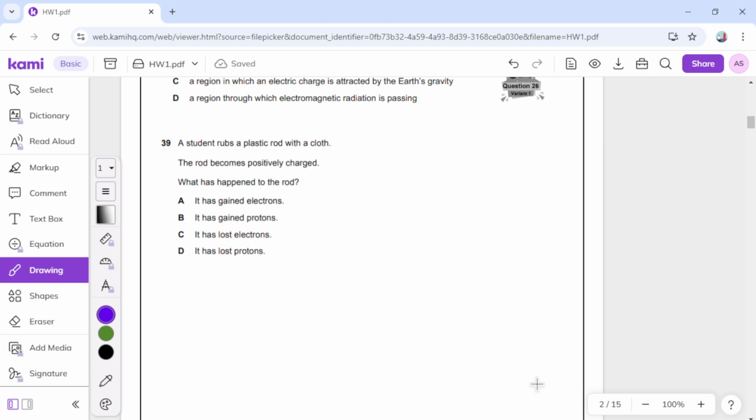A student wraps a plastic rod with a cloth. The rod becomes positively charged. So it means it lost electrons. Positive means lost electrons. So it has lost electrons. This is what happened.